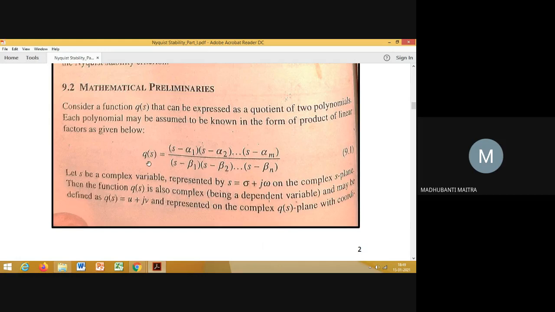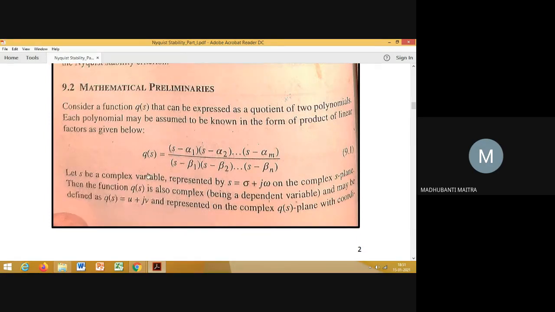So this Q(s) can be represented as u plus jv, right? s is given by sigma plus j omega, and since Q is a function of s, if you evaluate Q(s) at a particular point on the s plane, say s equal to s0, that value will also be complex and can be denoted in general as u plus jv. So s equal to sigma plus j omega will give us a plane which is known as the s plane, and the axes are labeled sigma and j omega. Sigma is the real axis, and j omega is the imaginary axis.